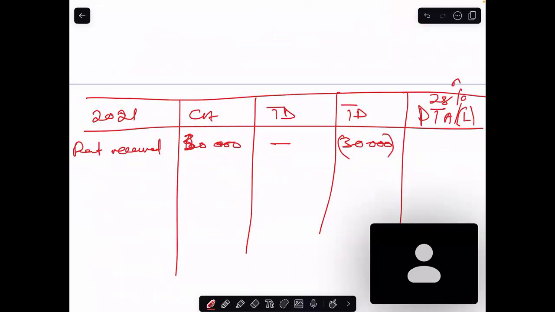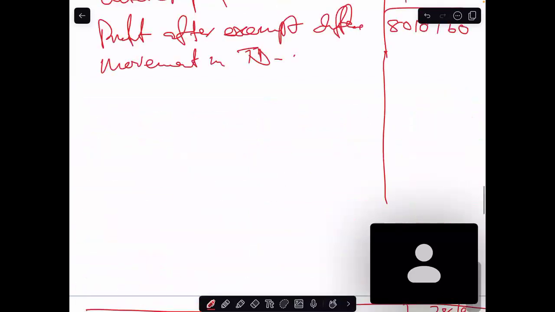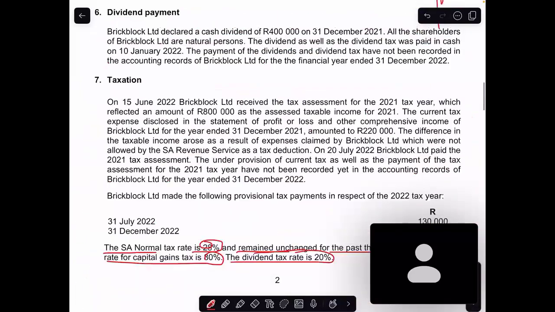30,000 times 0.28. 8,400. It's an asset. Why is it an asset? The carrying amount of a liability is greater than its tax base, giving us a deductible what? Temporary difference. Right. We're fine with this one. We move on to the next item.